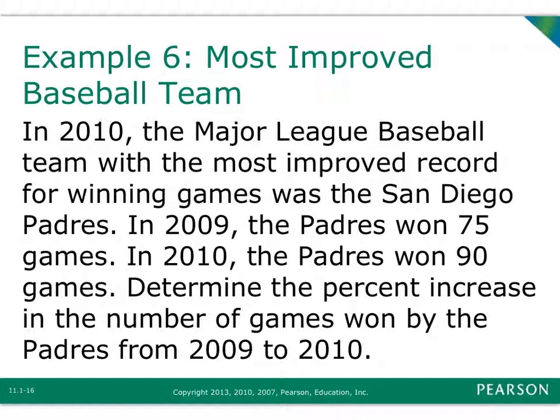So we're looking at an example. In example 6, we have a baseball team that's most improved. In 2010, the Major League Baseball team with the most improved record for winning games was the San Diego Padres. In 2009, the Padres won 75 games. In 2010, the Padres won 90 games. So we want to determine the percent increase in the number of games won by the Padres from 2009 to 2010.